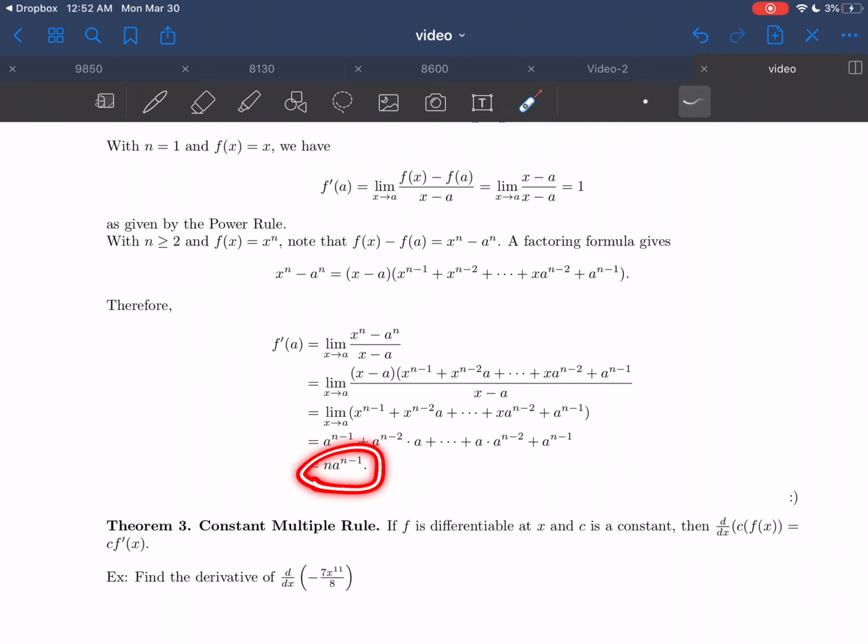Okay, so it comes out to be our power rule formula. Now, remember I said you're not going to be asked to reproduce that, but it's there so you know just where it's coming from.